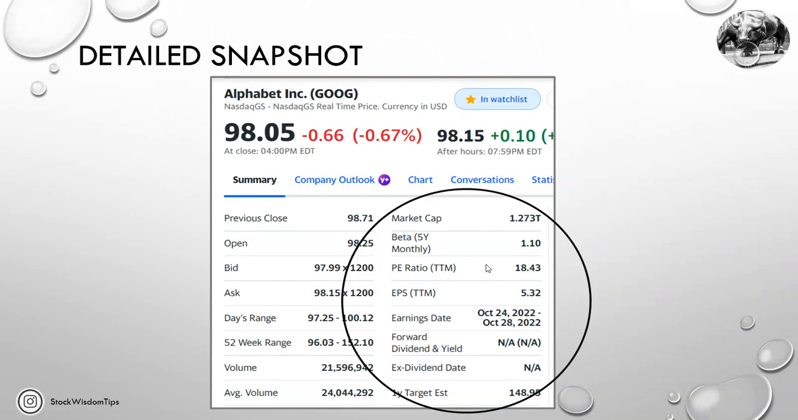EPS, earnings per share, 5.32 for Google. Earnings date, Yahoo really helps here by telling you earnings dates. And again, within the universe of the 4 or 5 stocks you're following, you should always have good visibility on when they're announcing earnings. And then forward dividend, Google doesn't pay a dividend, but if it did, you'd see both the dividend and the yield here.